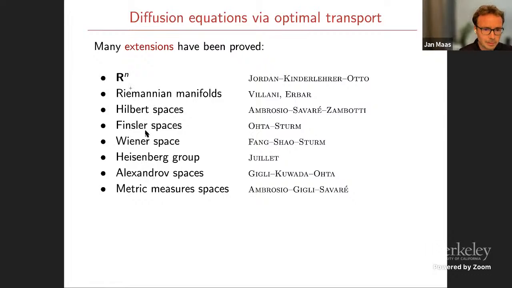And this line of research culminated in the work by Ambrosio, Gigli, Savaré, who actually made sense of this gradient flow formulation in the setting of metric measure spaces. And so in full generality, they showed that the heat flow, which you can define as the gradient flow for the Dirichlet energy in L2, coincides with the gradient flow of the entropy in the Wasserstein space.